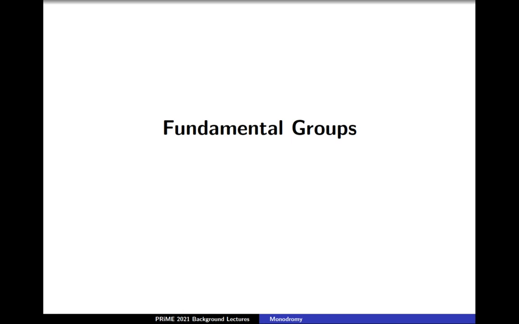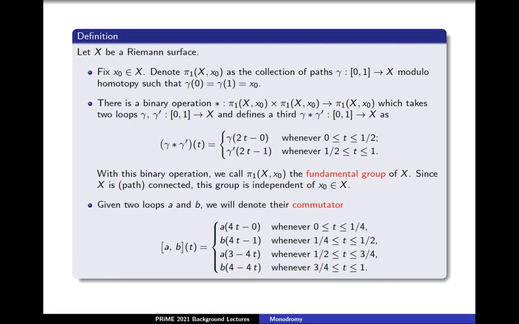Next, we will consider fundamental groups. So let's consider the definition. Let X be a Riemann surface. Fix x naught in X. We'll call the point x naught a base point. And we'll denote by pi sub 1 of X comma x naught the collection of paths gamma from the interval 0 to 1 into X, modulo homotopy, such that gamma of 0 equals gamma of 1 equals x naught. We'll often call such paths that begin and end at the same point a loop. And so these loops begin and end at our base point.